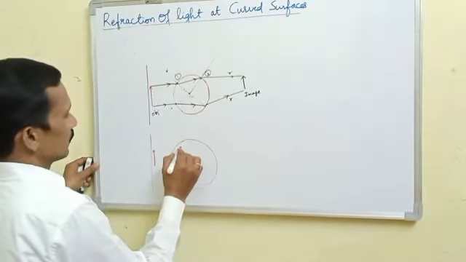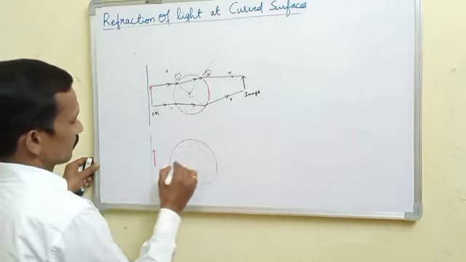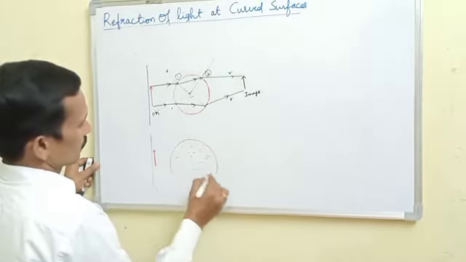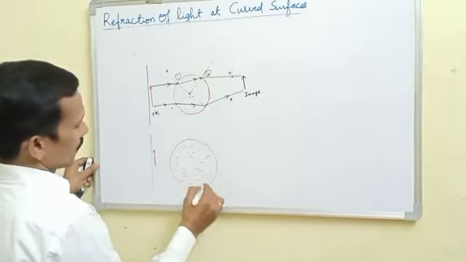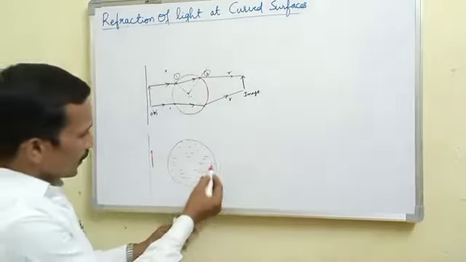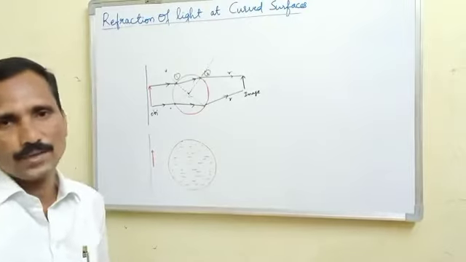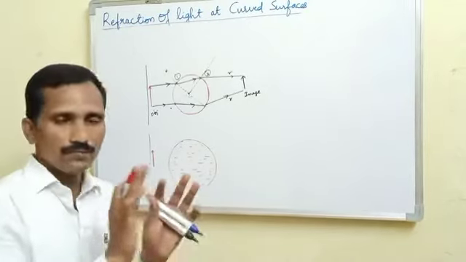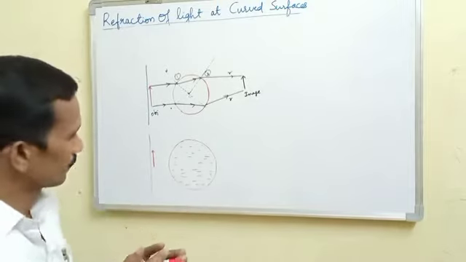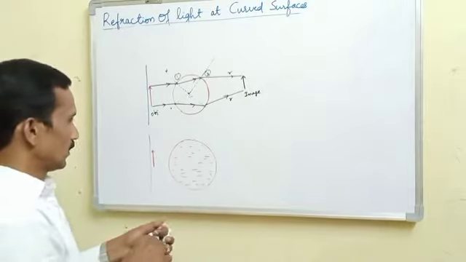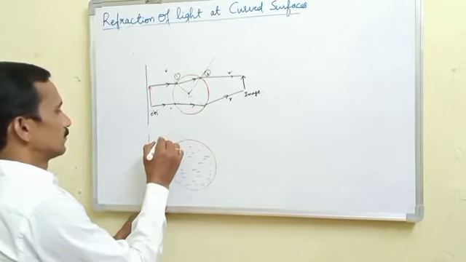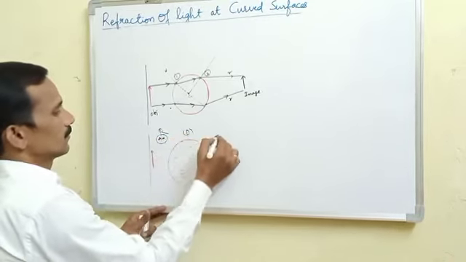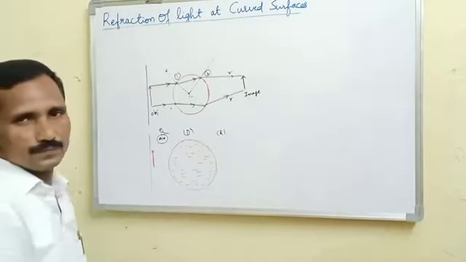Now it is filled with water here. We assume that this glass and water have the same refractive index. So it is treated as only one medium, glass and water, for our convenience. It is air here, so it is a rarer medium. It is again a denser medium. It is again a rarer medium.